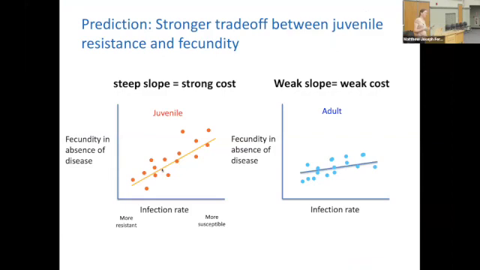So here's our hypothesis. We predicted that what we're going to be looking at is a trade-off in resistance. We have infection rate along the x-axis, so things that have a high infection rate are more susceptible, and the resistant ones that get a low infection rate are over here. We predict that fecundity in the absence of disease should be lower for the resistant plants. And we thought that if there's a stronger cost of resistance for juvenile plants, that slope should be steeper for the juvenile plants than for the adult plants.